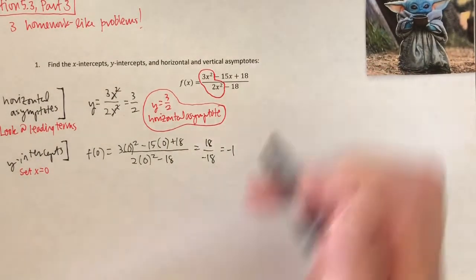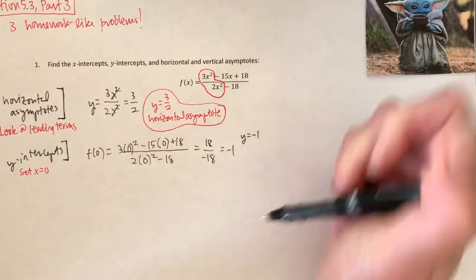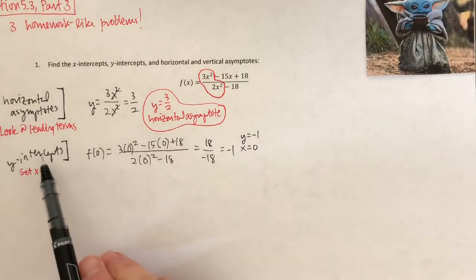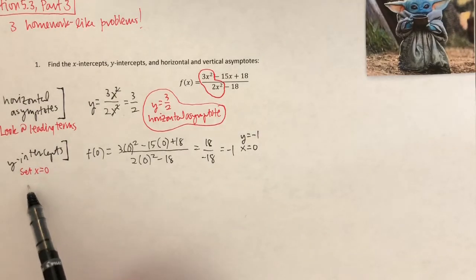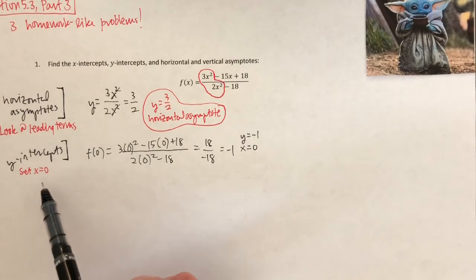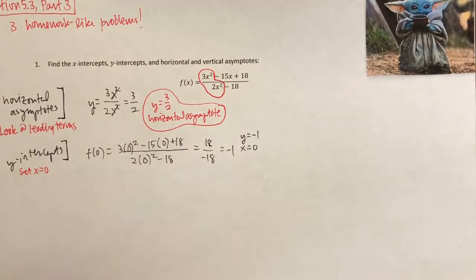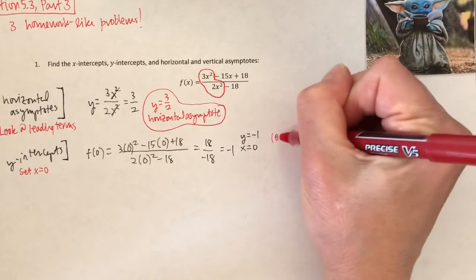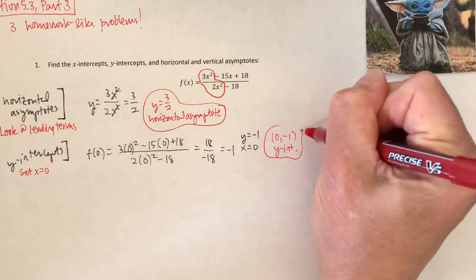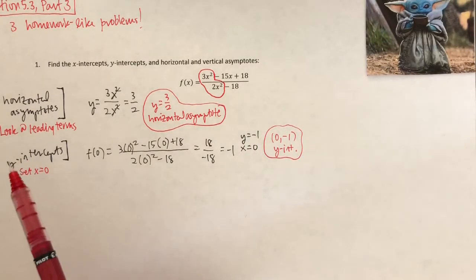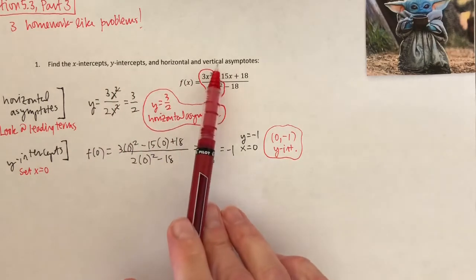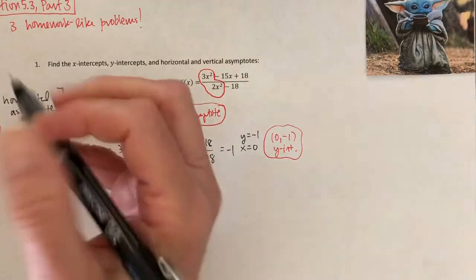So y equals negative 1, and we already said that x was going to be 0. Your y-intercept is where the function hits the y-axis, the vertical axis. And any point on the y-axis has x-coordinate 0. So (0, negative 1) is our y-intercept. Let's see, we have 2 things left to find, the vertical asymptotes and the x-intercepts. Let's do the vertical asymptotes next.